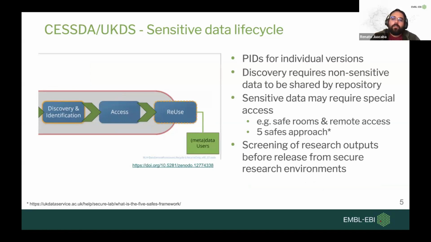For access, this can involve different types of access. The access can be a direct access, as normally is done by open data. But for sensitive data, you may require safe rooms or remote access to the data so that the actual person accessing it cannot copy it or take it out of the secure environment. And this may involve something more complex, like the 5 safes approach.